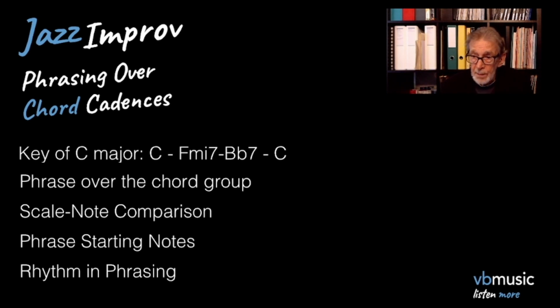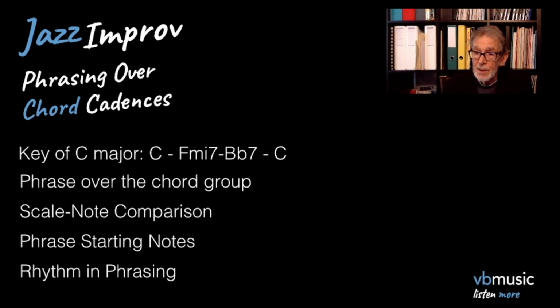The second point is phrasing over the chord group or over the chord cadence. Conceive of your phrase so that it can span the chords in the cadence. And then to do that, look at the scales. For instance, if there's a difference in scales, as there is in this case, we have the C major scale, and then we have, let's say, the B flat 7 scale. What are the differences between those two scales? So the scale note comparison is important. So we saw that. E becomes E flat, A becomes A flat, B becomes B flat.